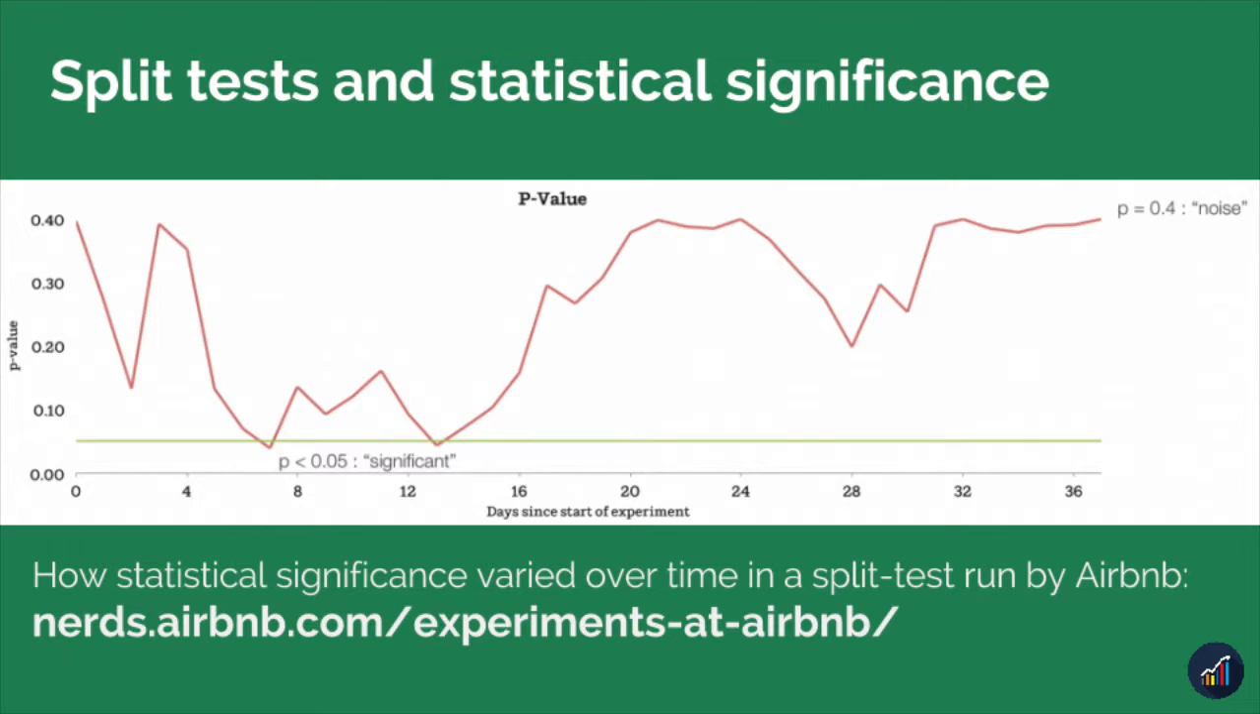But because of the vagaries of statistics, it has dipped into statistical significance for a day and then dipped out again. 1 in 20 days, roughly. So 1 in 20 days, you're going to get a false positive on your split test.